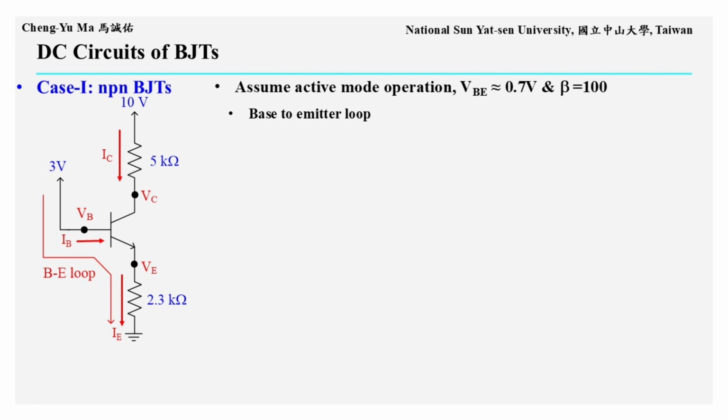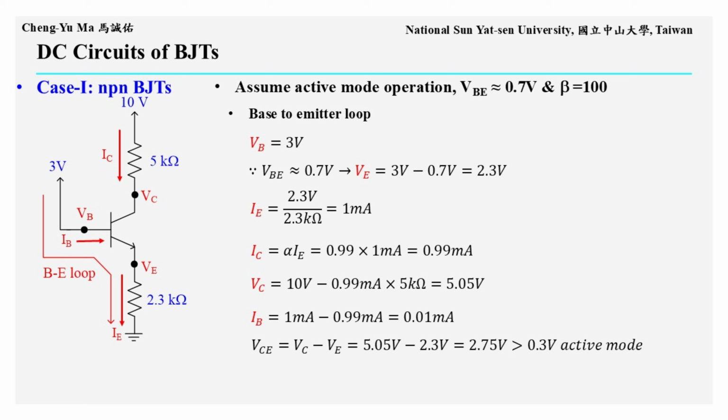Next, let us use an example to practice the case 1 analysis. As shown in the circuit, we first assume that the BJT operates in active mode. Therefore, VBE is approximately 0.7 volts and beta equals 100. Remember that the starting point is the current path from the base to the emitter.